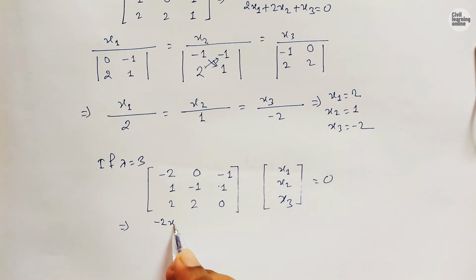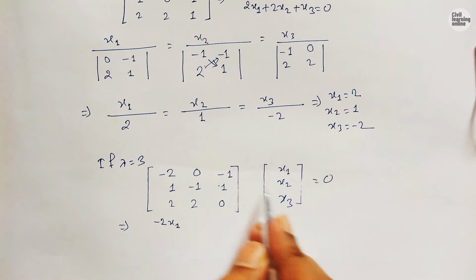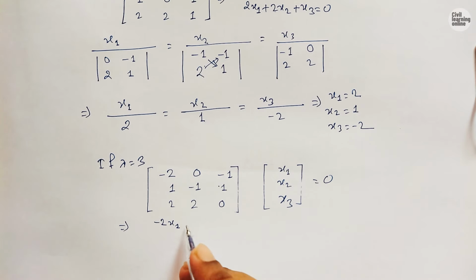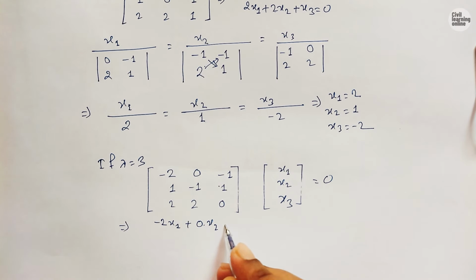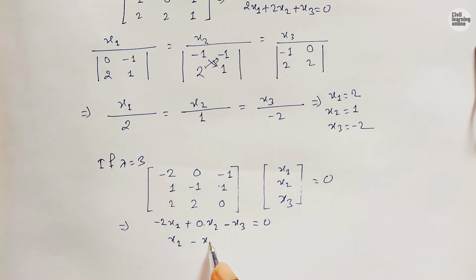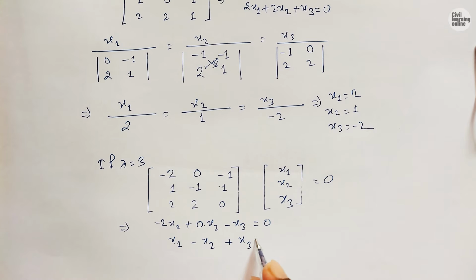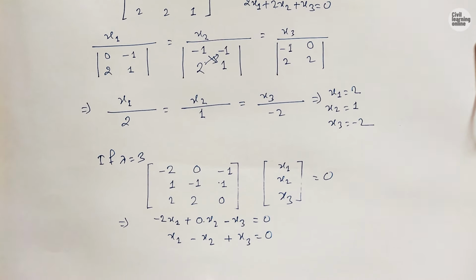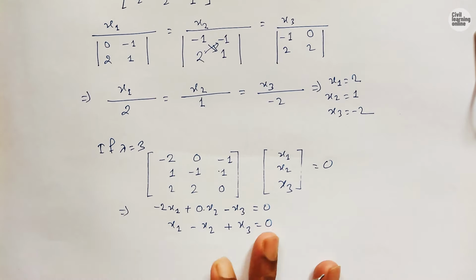Now form two equations so that we will get the value of x1, x2, x3. So we will get minus 2x1, we are multiplying these two matrices, so 0 times x2 minus x3 equals 0. Again we will have x1 minus x2 plus x3 equals 0. So here again I am going to use this portion.